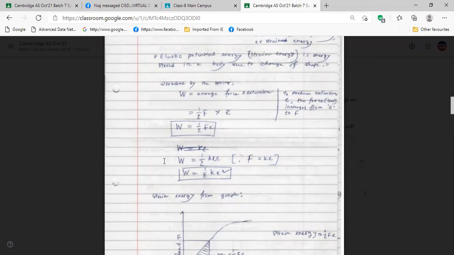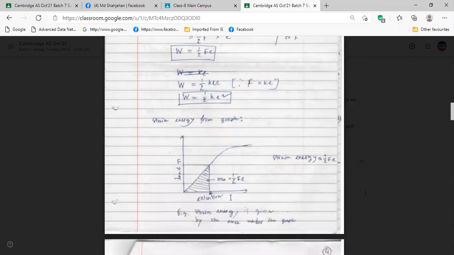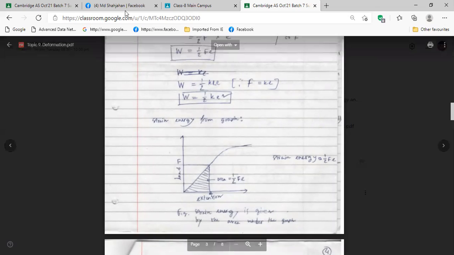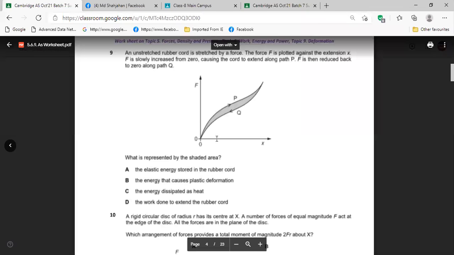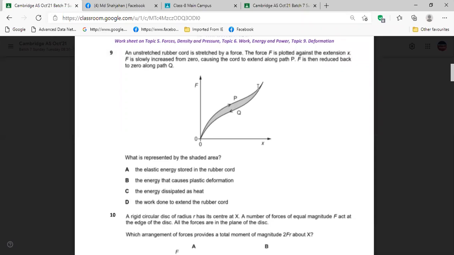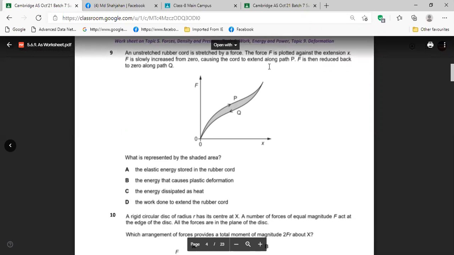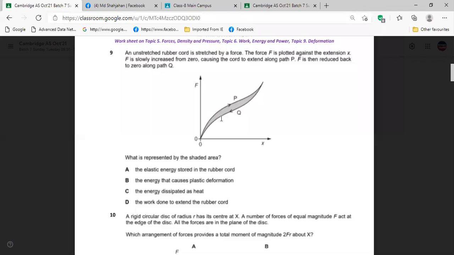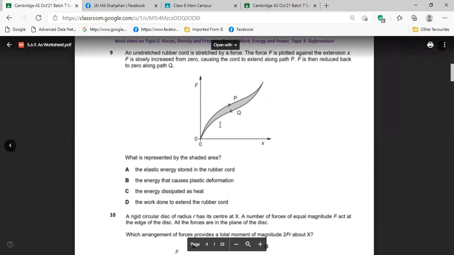So on the strain energy graph, the area under the graph gives you the work done. Isn't it? Yes, sir. So you see the diagram given here. To go through this path, you have stretched, right? Extension. If you are pulling or stretching anything, at that time there is work done. Then it returns back with this path. The area under the line P is bigger, so there is more work done. The area under Q is less, so there is less work done, isn't it?